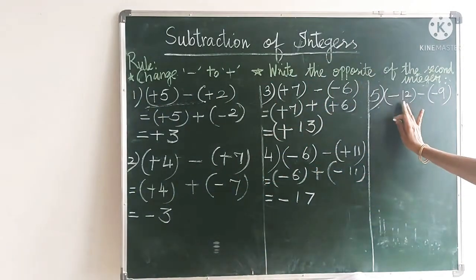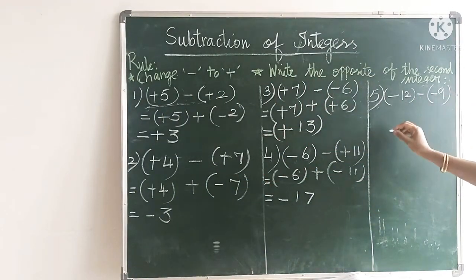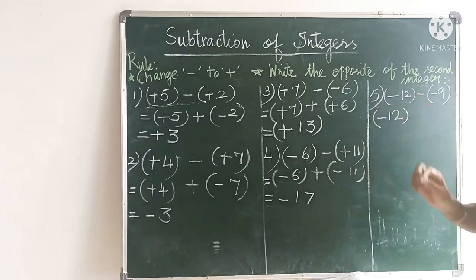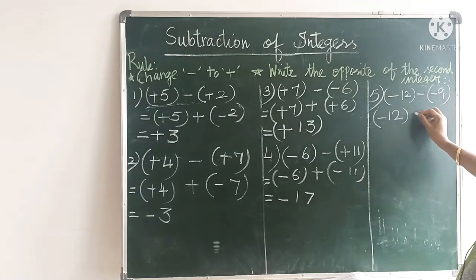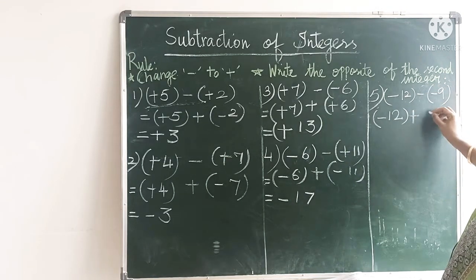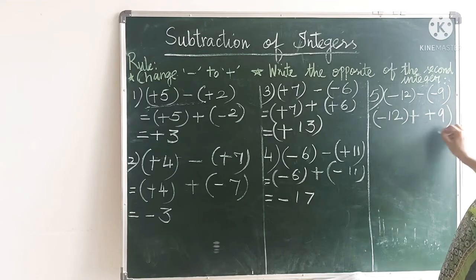Lastly, minus 12 minus minus 9. So copy down the first integer as it is. Change minus sign into plus sign. And the opposite of minus 9 is plus 9.